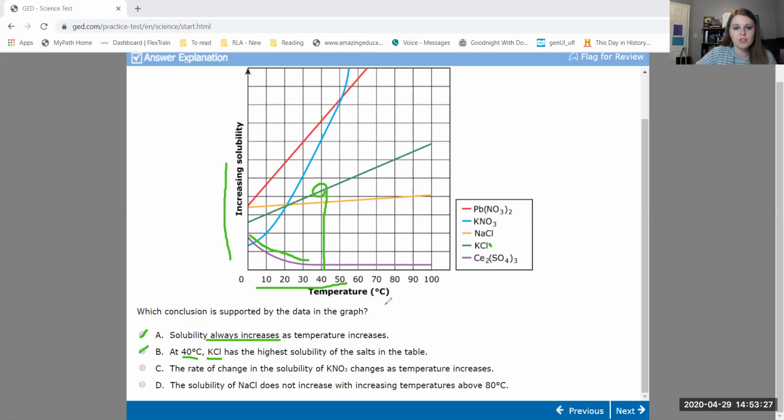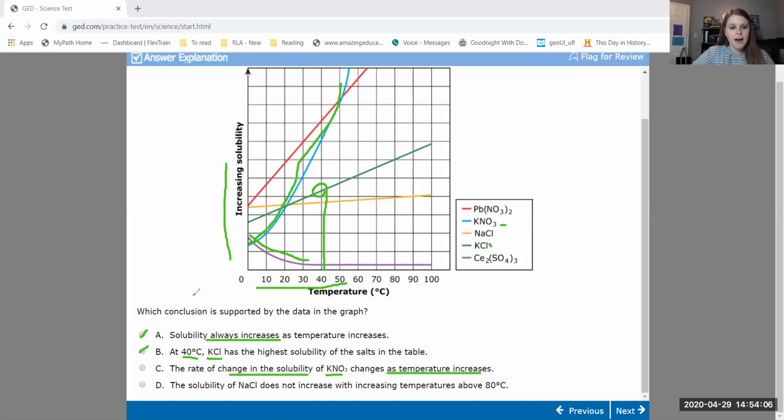Letter C, the rate of change in the solubility of KNO3 changes as temperature increases. Okay, so KNO3, the change in the solubility as the temperature increases. So KNO3 is this blue color. So I follow this line and it's increasing, and the more it goes up, the sharper the line becomes. So the rate of change in solubility changes as temperature increases. I kind of like that one. Let's keep an eye on it, but let's check D as well.